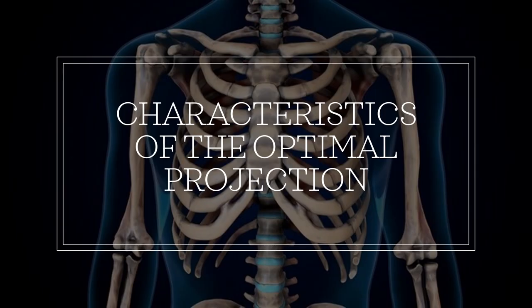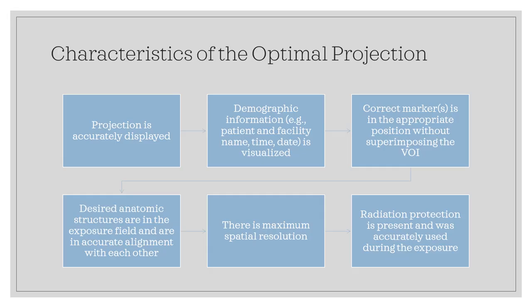Characteristics of the optimal projection. The projection is displayed accurately. The demographic information, for example, patient and facility name, time and date, is visualized. The correct marker is in the appropriate position without superimposition of the areas of interest. The desired anatomical structures are in the exposure field and are in accurate alignment with each other. There is maximum spatial resolution and radiation protection is present and was accurately used during the exposure.